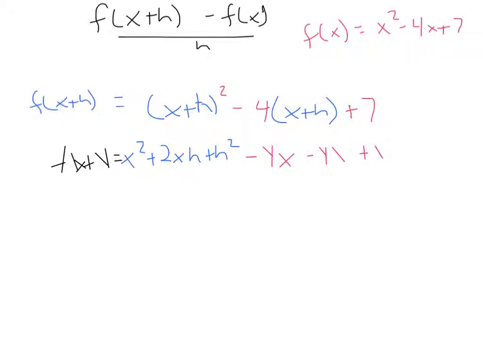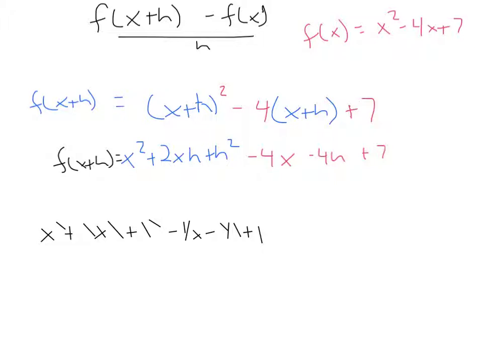Okay. So now I'm going to plug this in to my difference quotient up here. And this is a whole lot of ugly algebra, but it's worth it. Kind of. It's not that ugly. Alright, here we go. X squared plus 2xh plus h squared minus 4x minus 4h plus 7.